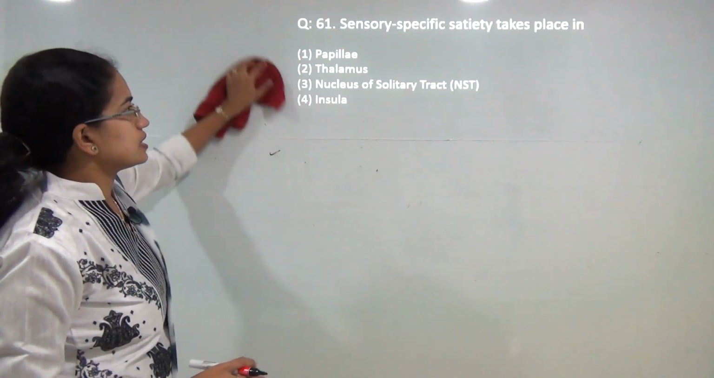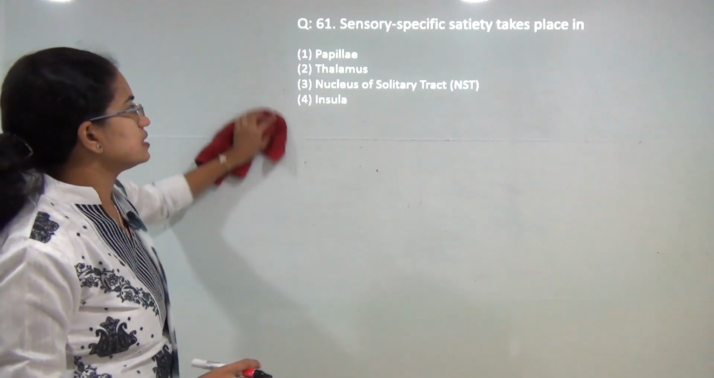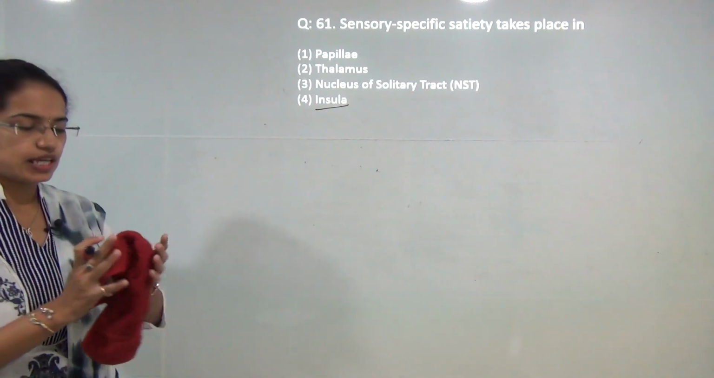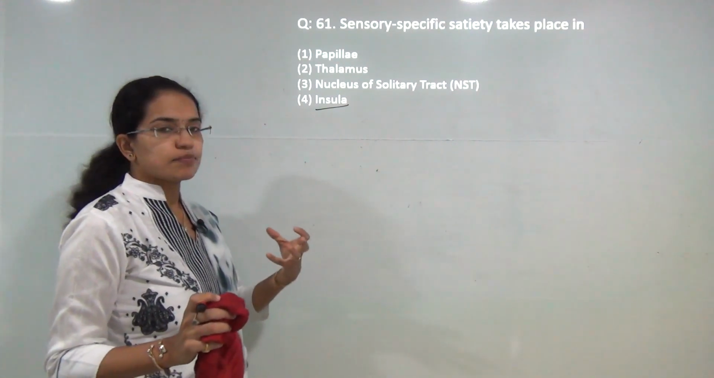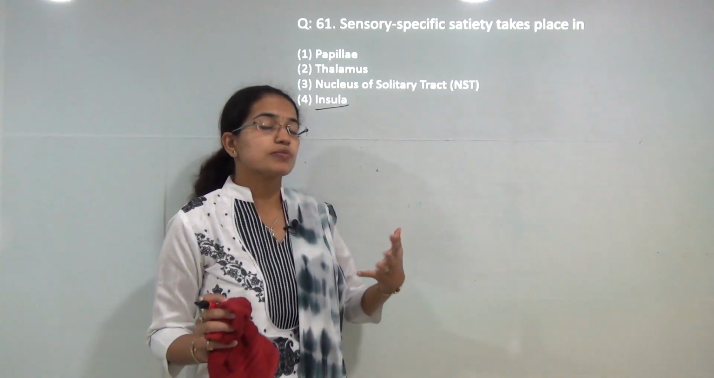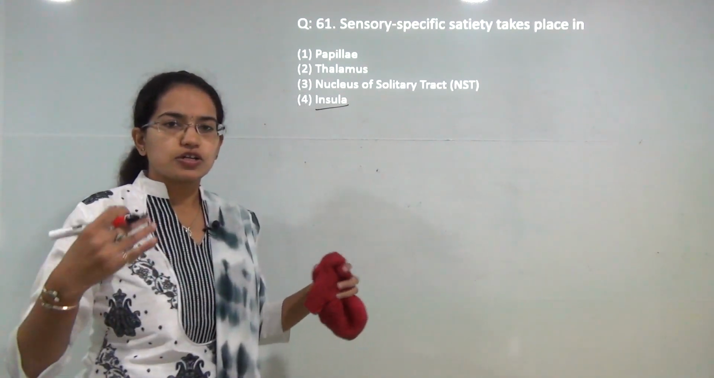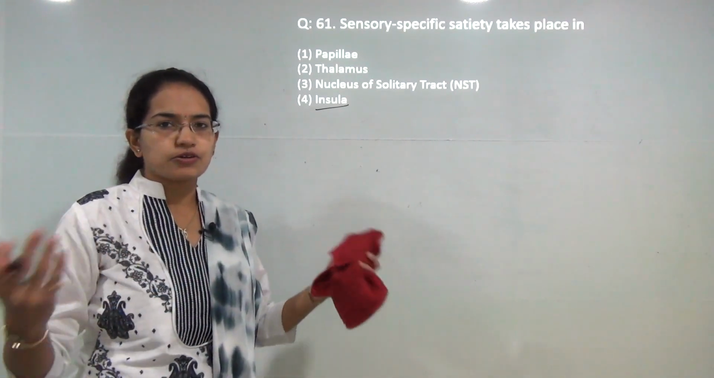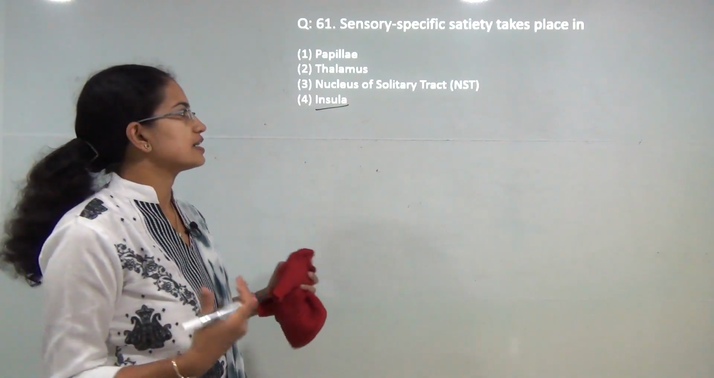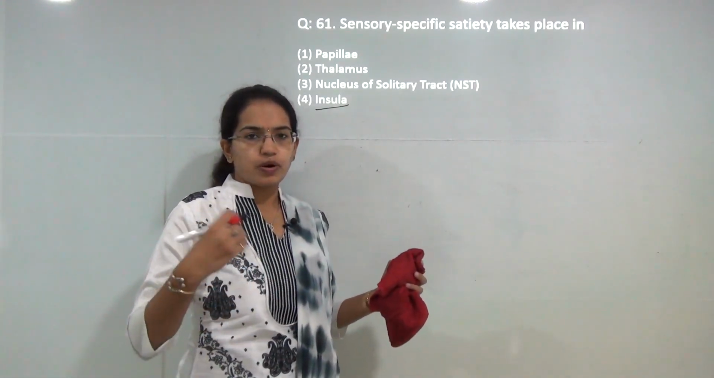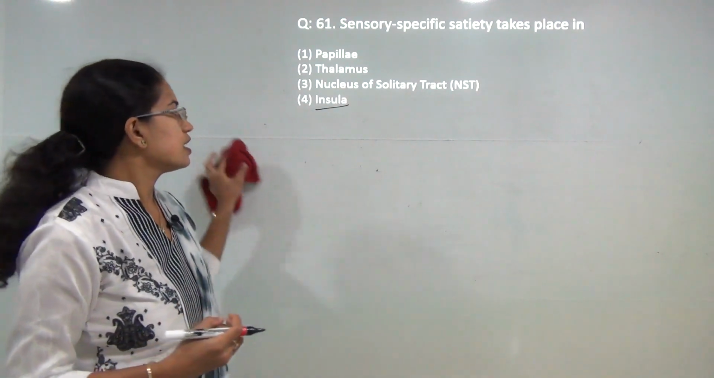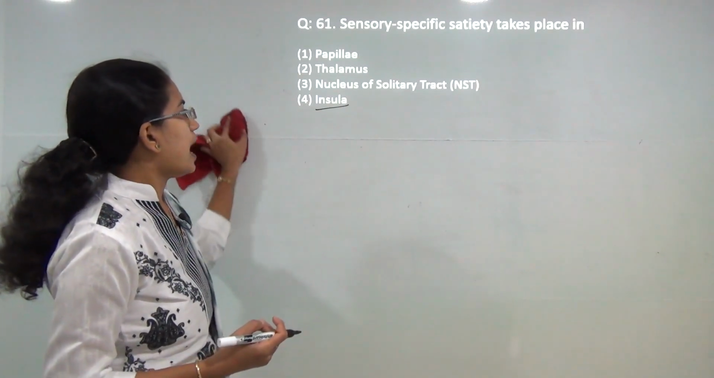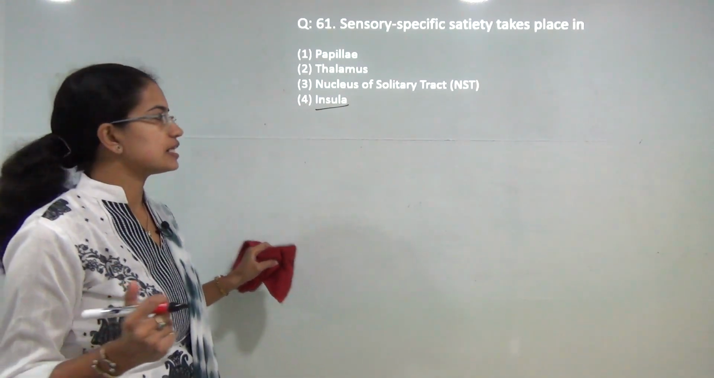Sensory specific satiety takes place in, the correct answer is insula. Now what is this concept? This concept says that if you are given the same bread every day, you won't be able to eat it, or you might not like to eat it. So our body automatically changes its taste from morning to evening and from one day to the next, and that is because of our body's requirement for various nutrients. That is what is known as sensory specific satiety, and that basically takes place in the insula.